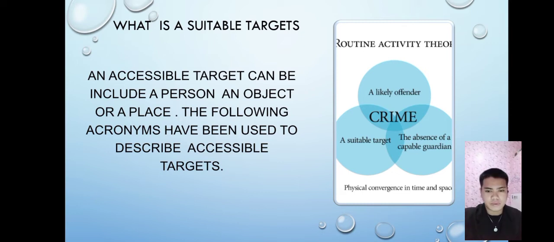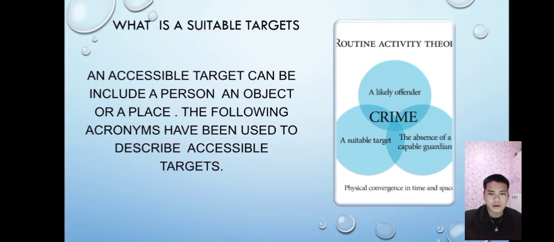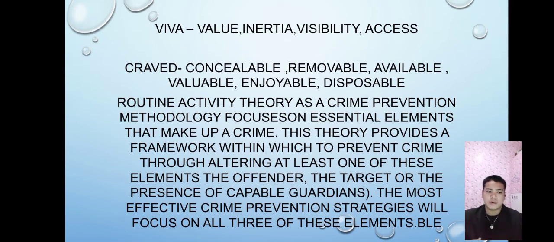Always remember, crime happens when the guardians are absent. An accessible target can include a person or an object or a place. The following acronym has been used to describe accessible targets: VIVA, or value, inertia, visibility, and access. What is value? Value of a person; inertia, if the things are easy to get; or visibility and access to that person.